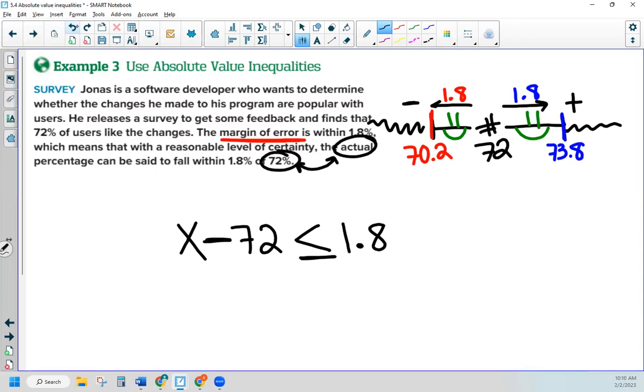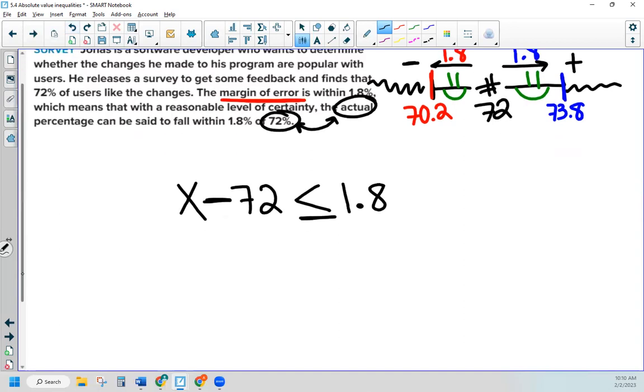Now, how in the world does this become an absolute value inequality, Mr. C? Why does this become an absolute value inequality? I don't get it. Why do you have to put absolute values here? What if Jonas actually conducts a survey and the actual number that he receives back is the number 71? What do you think happens when you put the number 71 in there? You will get 71 minus 72. How much is that? Wouldn't that give you -1?